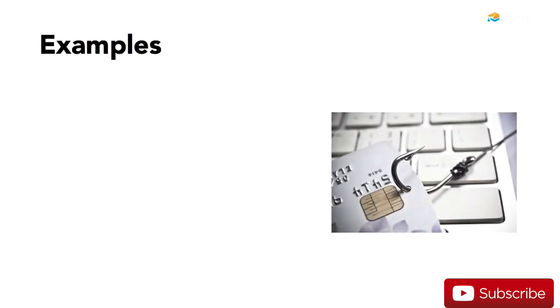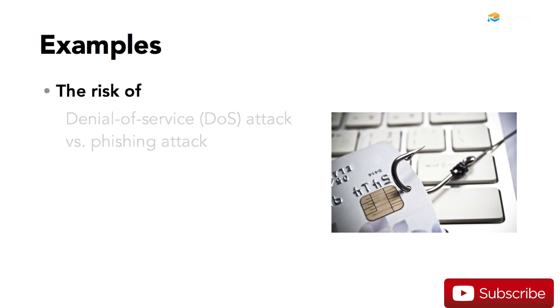For example, we can ask this question: what is the risk of a denial of service attack compared to a phishing attack? To answer this question, the first thing to think about is how probable the denial of service and phishing attacks are. The second thing to consider is the consequences of the denial of service and phishing attacks. Therefore, managing software security is the process of managing risks associated with software to minimize both probability and consequences.